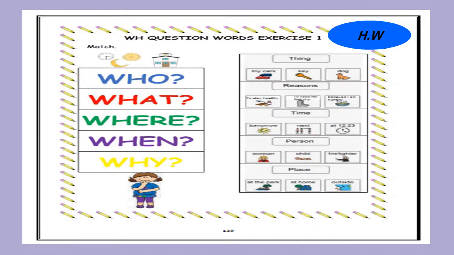Move to page 139. This page homework is very easy. Match the right question word with the right answer. Look here, I have who, what, where, when, and why. And on the other side, I have thing, reason, time, person, place. Please at your home match with the right answer.